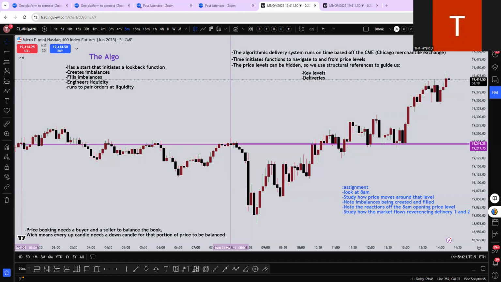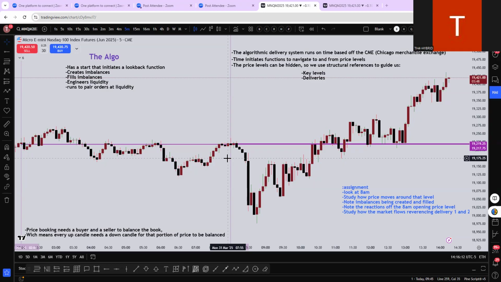So the algo. The algorithm always has a start time, and that initiates a look back function. So we're using 8 a.m. Central Time as an example. The algorithm runs on Central Time. It's based off of the CME timeline, which is the Chicago Mercantile Exchange, which is UTC-5. So the delivery systems run off Central Time.